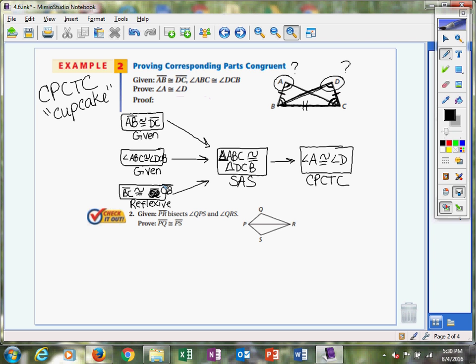All right, now I'm going to give you this next one to try. Do a flowchart for me and, using your flowchart, prove the two triangles are congruent, and then you'll be able to prove that PQ is congruent to PS, and you can use cupcake after you've proven the triangles are congruent. So do the best you can with that. I'm sure you're going to do a great job. Bring your questions to class.